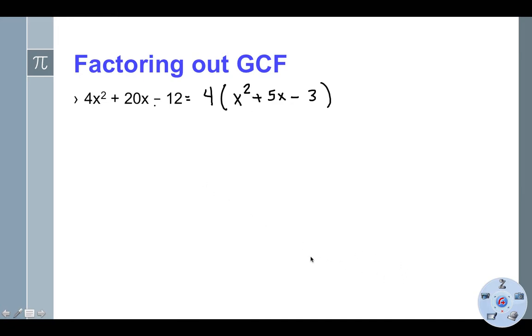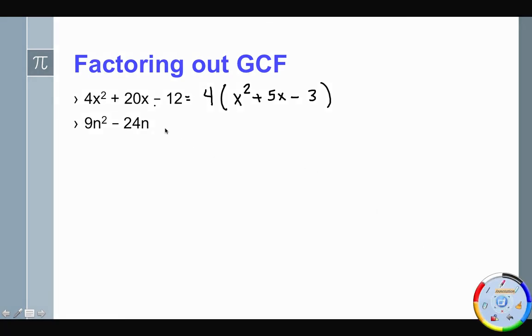Let's try a different one here. 9n squared minus 24n. Well, n is just like the variable x, so it's the same idea. I look at the two things, and I know 9 and 24 are both divisible by 3, so I can take out a 3. And I notice that both of these terms have an n in common, so I'm going to take out one of those n's. I can think, 3n times what will get me 9n squared? Well, that's going to be a 3 and an n. And 3n times what gets a minus 24n? That's just going to be a minus 8. And there we have factored out the GCF.